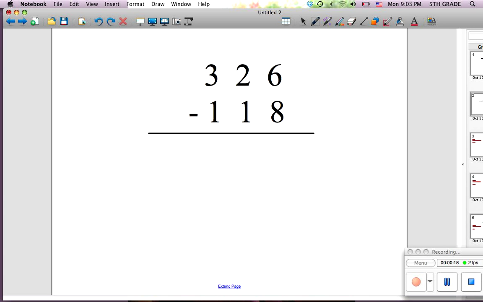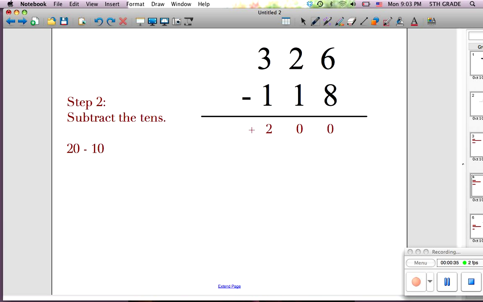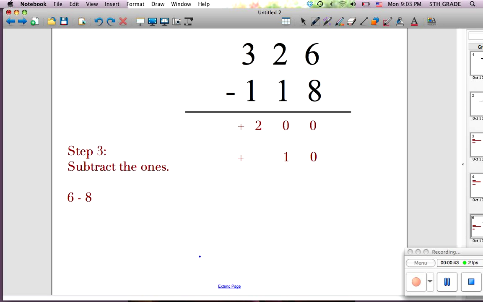Today we're going to subtract 326 minus 118 to find the difference. With partial differences, our first step is to subtract the hundreds. So we're subtracting 300 minus 100. We see that 300 minus 100 is 200. Now we're going to subtract the tens. 20 minus 10 is 10.